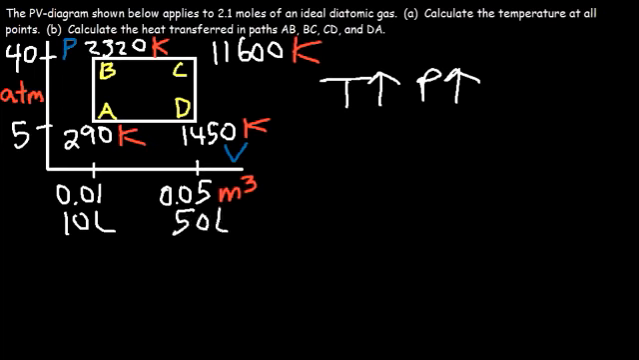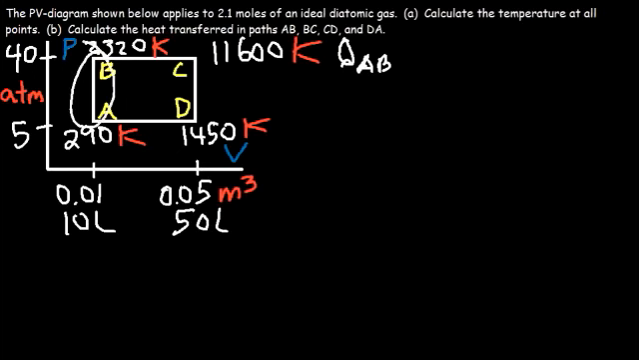So now what about part B? How can we calculate the heat transferred in paths AB, BC, CD, and DA? Well, let's start with AB. There's many different equations that we can use, but the first thing that we need to realize is this is an isochoric process. The volume is constant, so we can use this equation, nCv delta T.